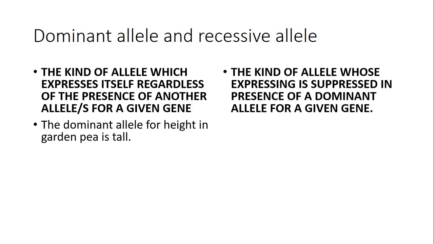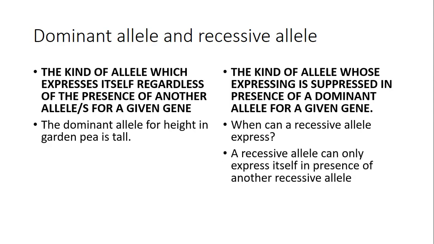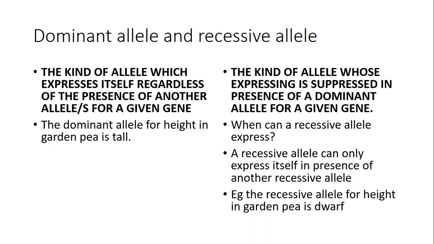Now, a recessive allele is a kind of allele whose expression is suppressed, which cannot be expressed in the presence of a dominant allele for a given gene. So there is a recessive allele. This will not express itself if there is a presence of dominant. When will it express? Only if both the alleles are recessive. A recessive allele can express itself only in the presence of another recessive allele.